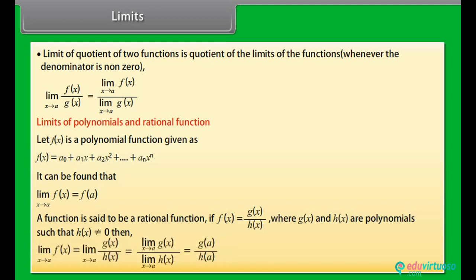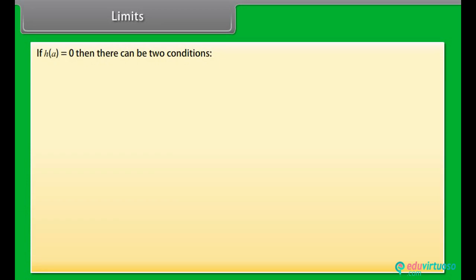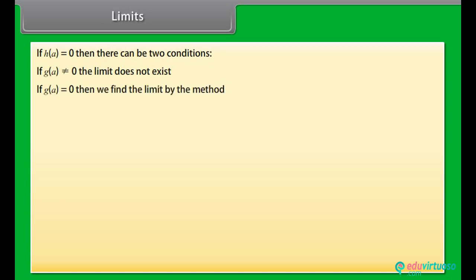Then limit x tends to a of f(x) is equal to limit x tends to a of g(x)/h(x) is equal to limit x tends to a of g(x) by limit x tends to a of h(x), which is equal to g(a)/h(a). If h(a) is equal to 0, then there can be two conditions. If g(a) is not equal to 0, the limit does not exist. If g(a) is equal to 0, then we find the limit by the method.